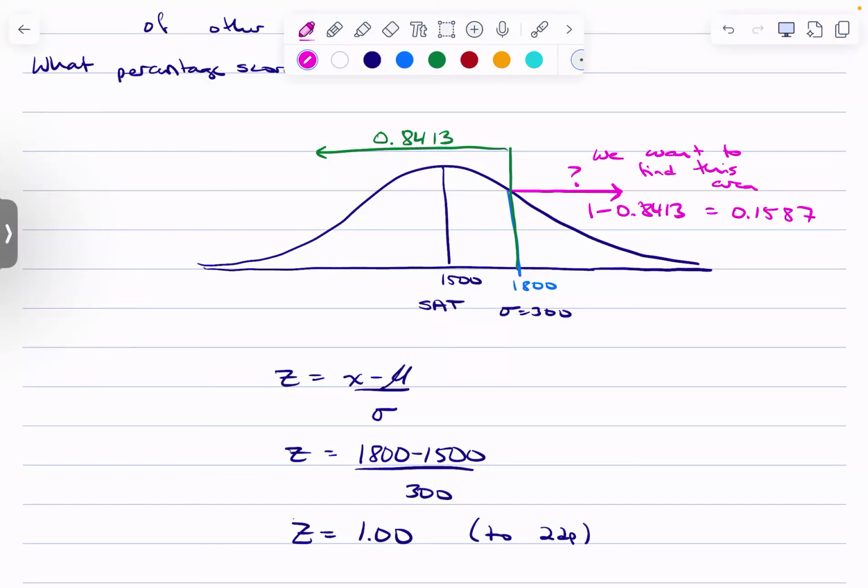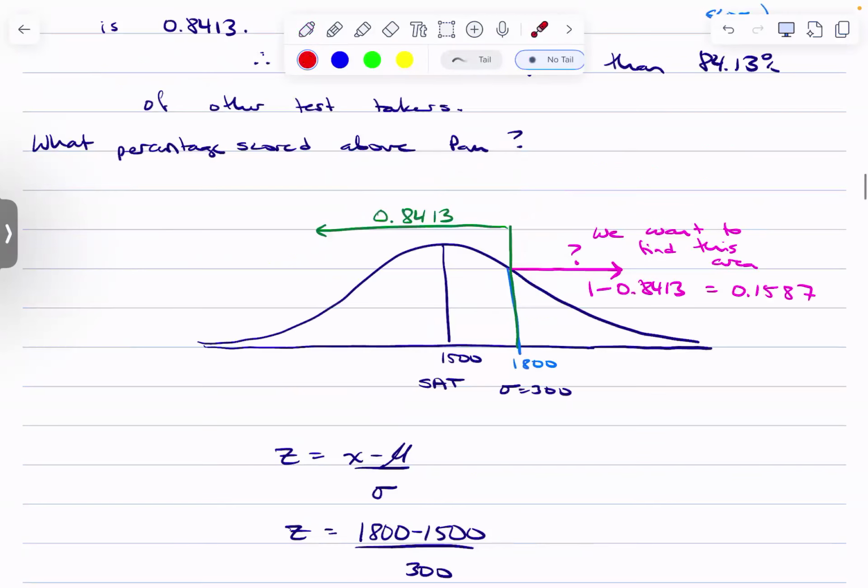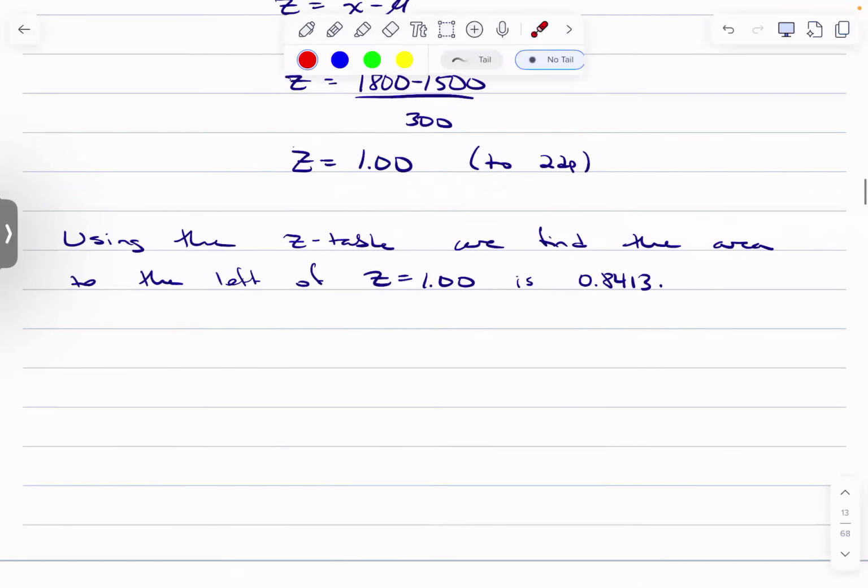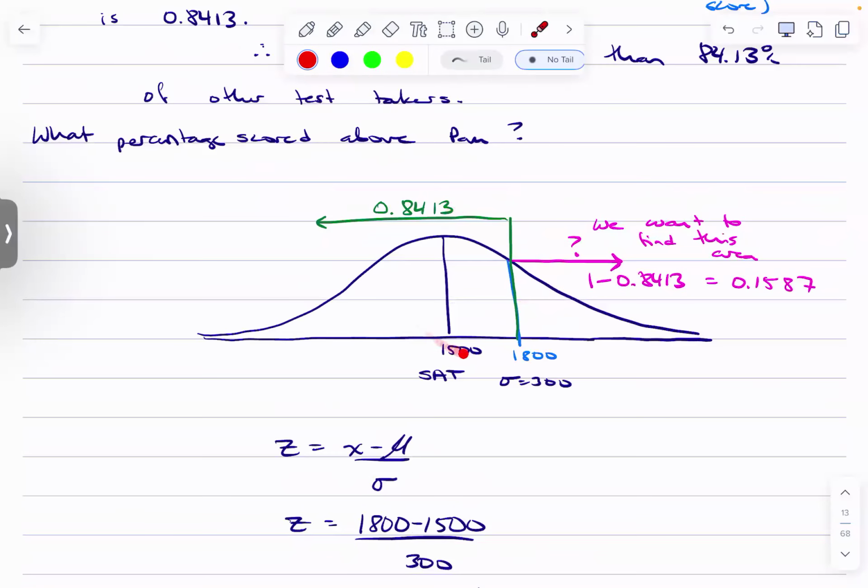Or as a percentage, right? What percentage scored above Pam? 15.87% of test takers scored above Pam. But how I want you to write it, so you can show me with this drawing.